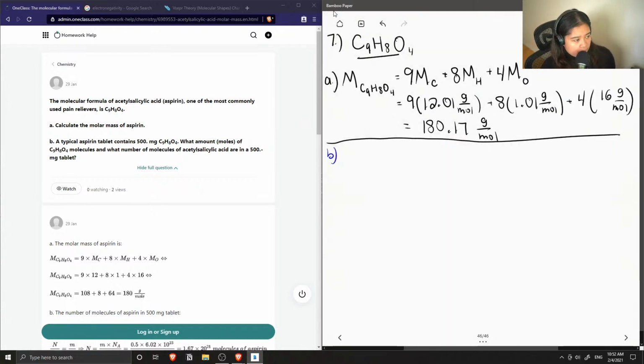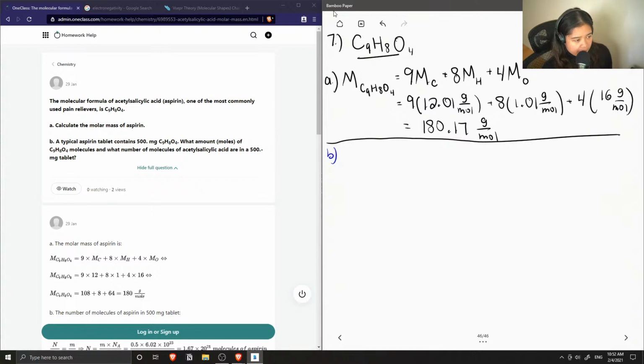And for B, a typical aspirin tablet contains 500 milligrams of aspirin, or acetylsalicylic acid. What amount in moles and what number of molecules? I guess they mean how many moles and how many molecules are there in a 500 milligram tablet.